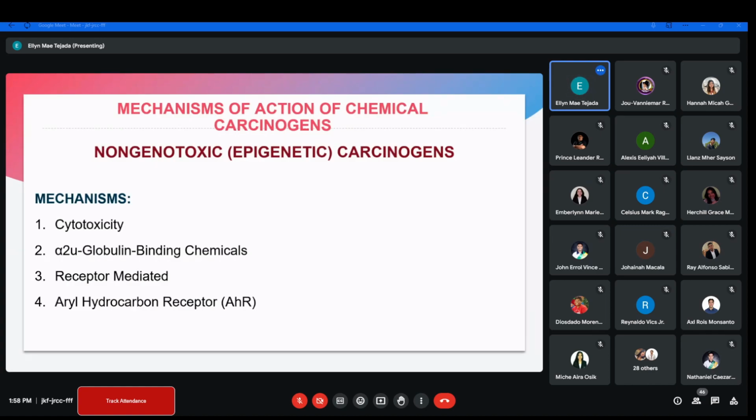And besides cytotoxicity, the alpha-2-globulin binding chemicals and the receptor mediated, we also should consider the aryl hydrocarbon receptor, since these are considered as agonists. These are selective members of, I think, the polychlorinated and the brominated biphenyl. These are the two popular compounds that have been linked to tumor development. So again, it is the polychlorinated and the brominated biphenyl.